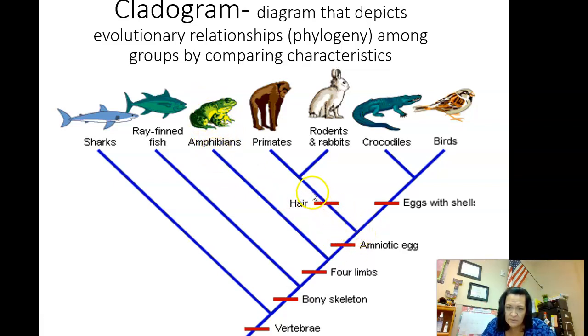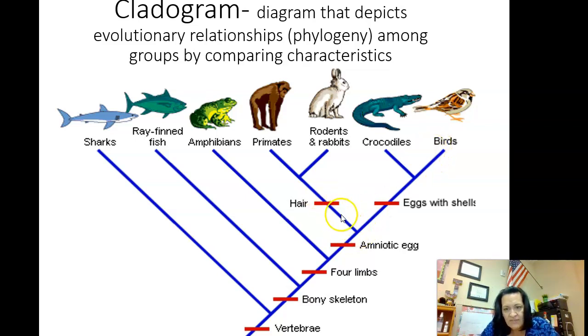And then here we have a split this way, which splits again. So this is where we have hair. So primates and rodents all have hair. This way, they don't, but they have something else. They have eggs with shells, okay? If these had eggs with shells, they would have been past this point, and then hair would have excluded them more, included them more in the next round.